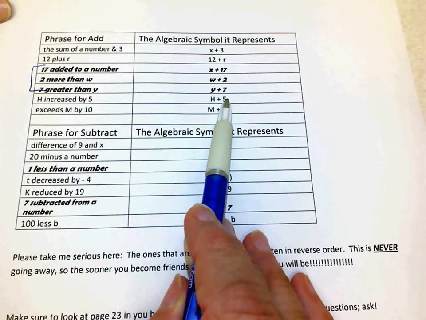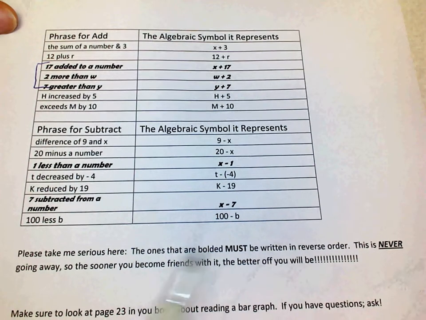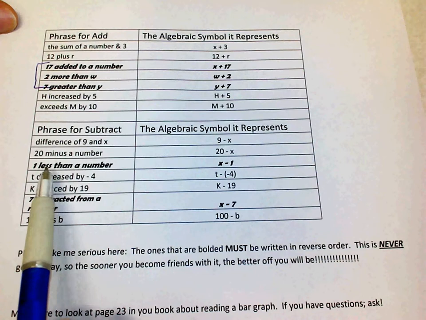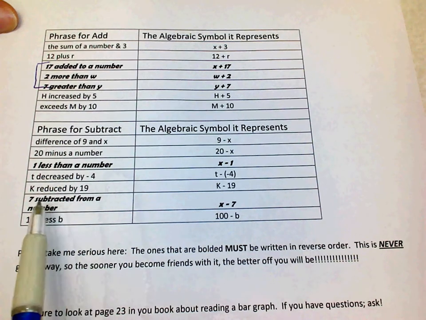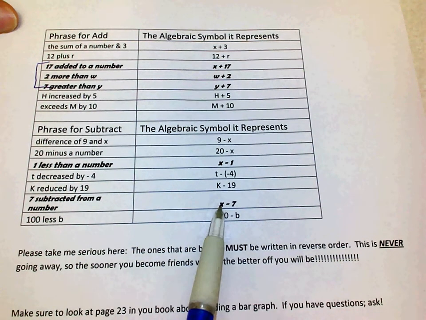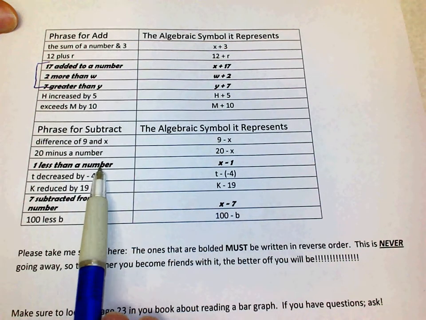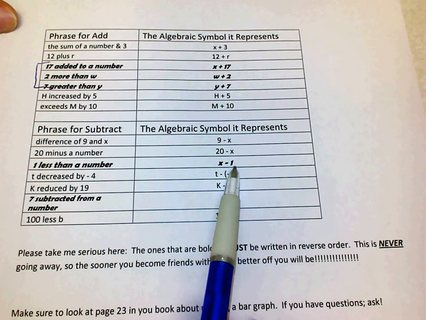Then for subtraction, again, most of these are in regular font, but then there are these 2 that are in bold. You have to be careful. 7 subtracted from a number. The number comes first, and then minus 7. 1 less than a number. The number comes first, and then minus 1.